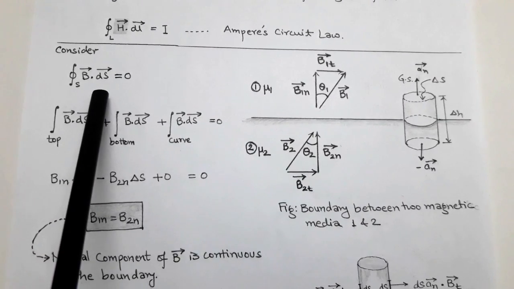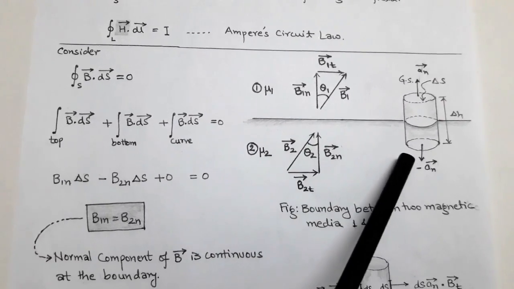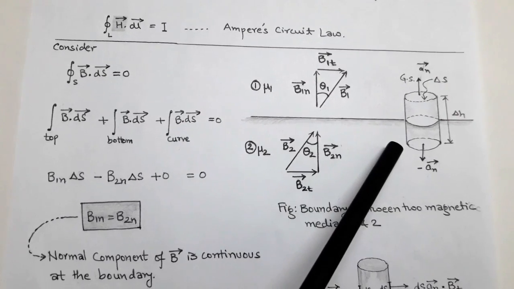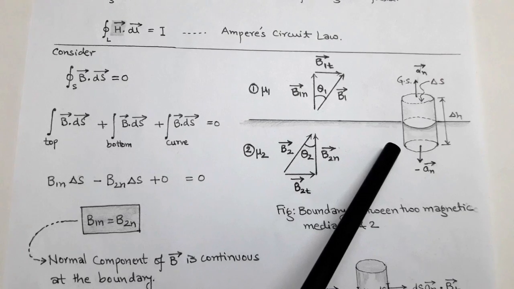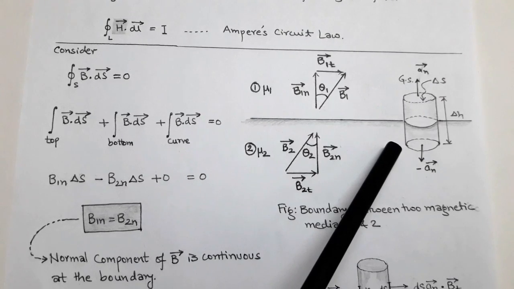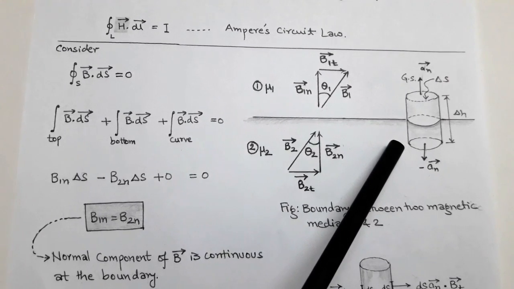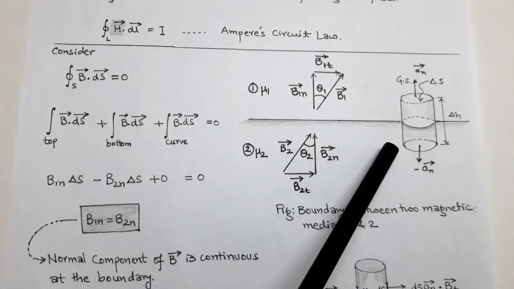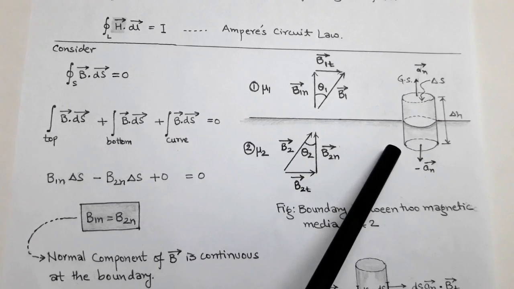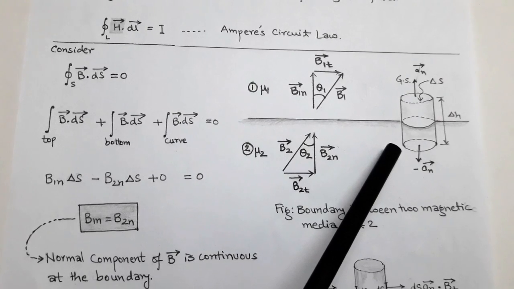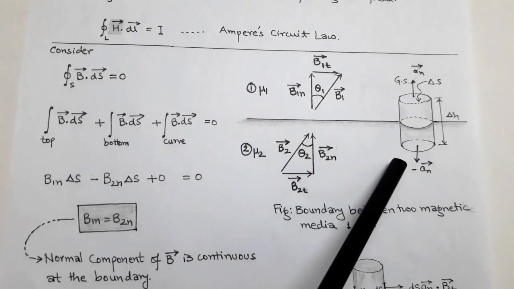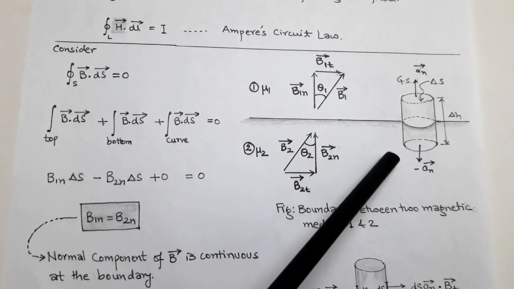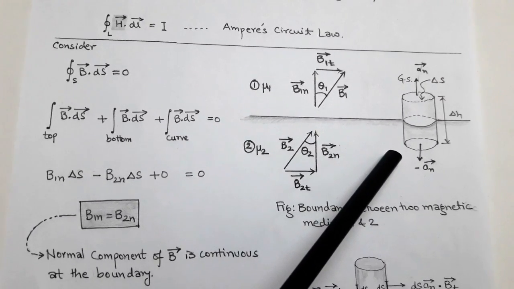integration of B dot ds. For this we take a closed surface. So here we take a Gaussian surface, that is an assumed surface. Half of the surface is in medium 1 and half of the surface is in medium 2. And here the closed surface has a cylindrical symmetry. This cylindrical Gaussian surface has a height delta h and a cross-sectional area delta s. Half of the delta h is in medium 1 and half of the delta h is in medium 2.